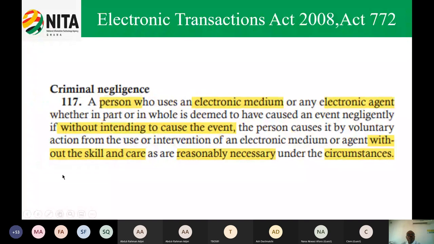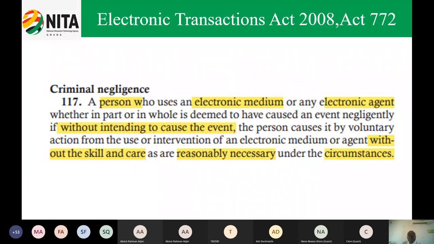Okay. Under Section 117 of the Electronic Transaction Act, a person who uses an electronic medium or electronic agent, whether in part or in whole, is deemed to have caused an event negligently, if without intending to cause the event... I guess most of you might be familiar with the situation where non-IT professionals, people who do not have academic education, do not have technical certification, and have no proficiency in the use of IT, make decisions. And then when it becomes a problem, they will tell you that they didn't know. They'll be caught under this act, which defines that practice as criminal negligence.